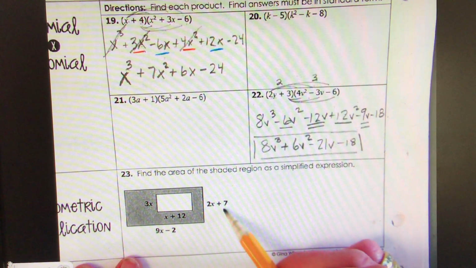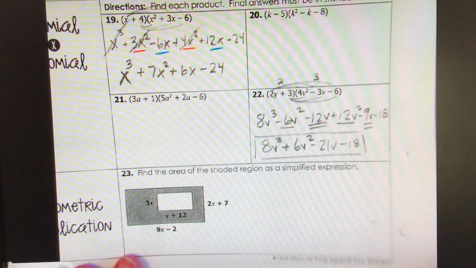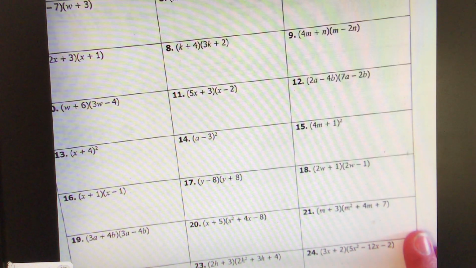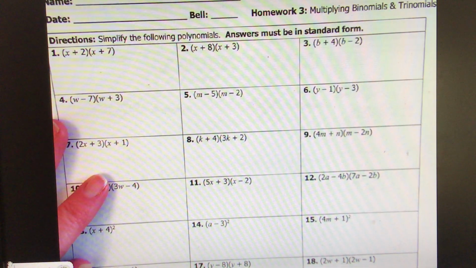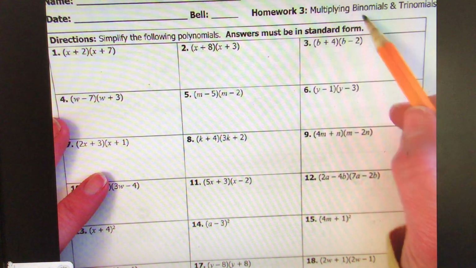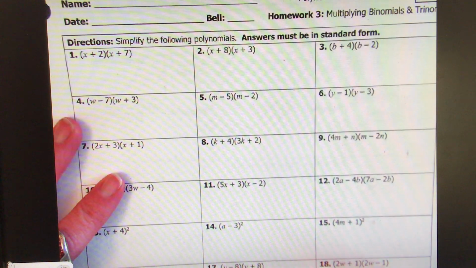Okay. Don't worry about this. We'll do this later. Now let's go ahead to the notes. Forgive me. Here we go. So homework 3, multiplying binomials and trinomials. Let's see how many we can do. Let's go for it.